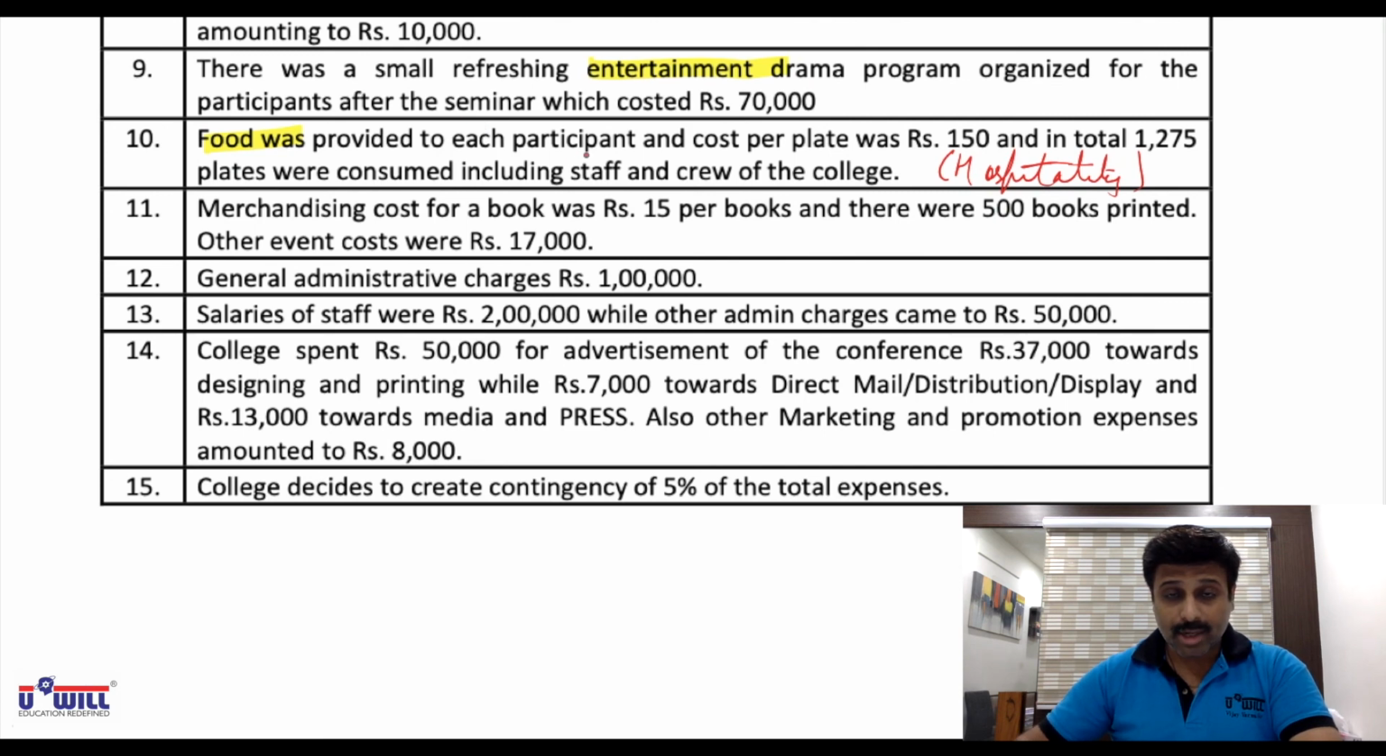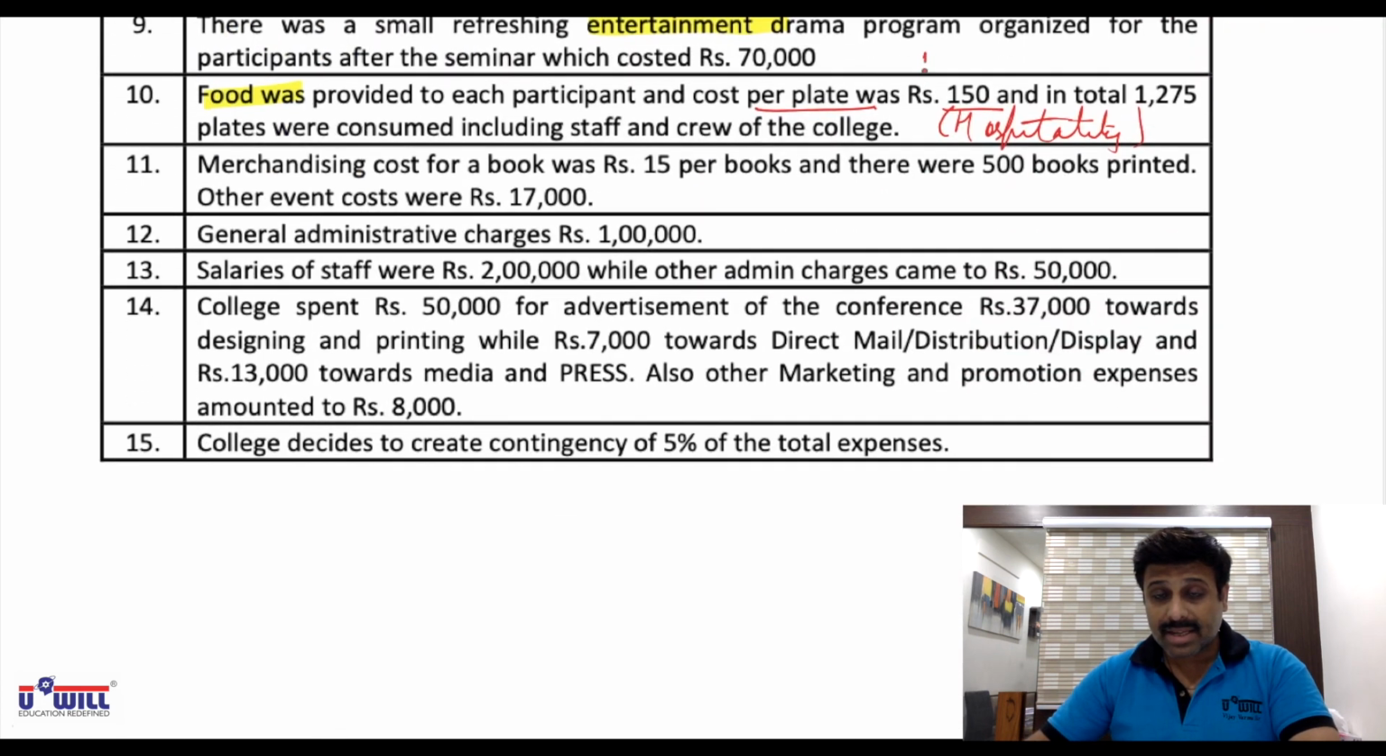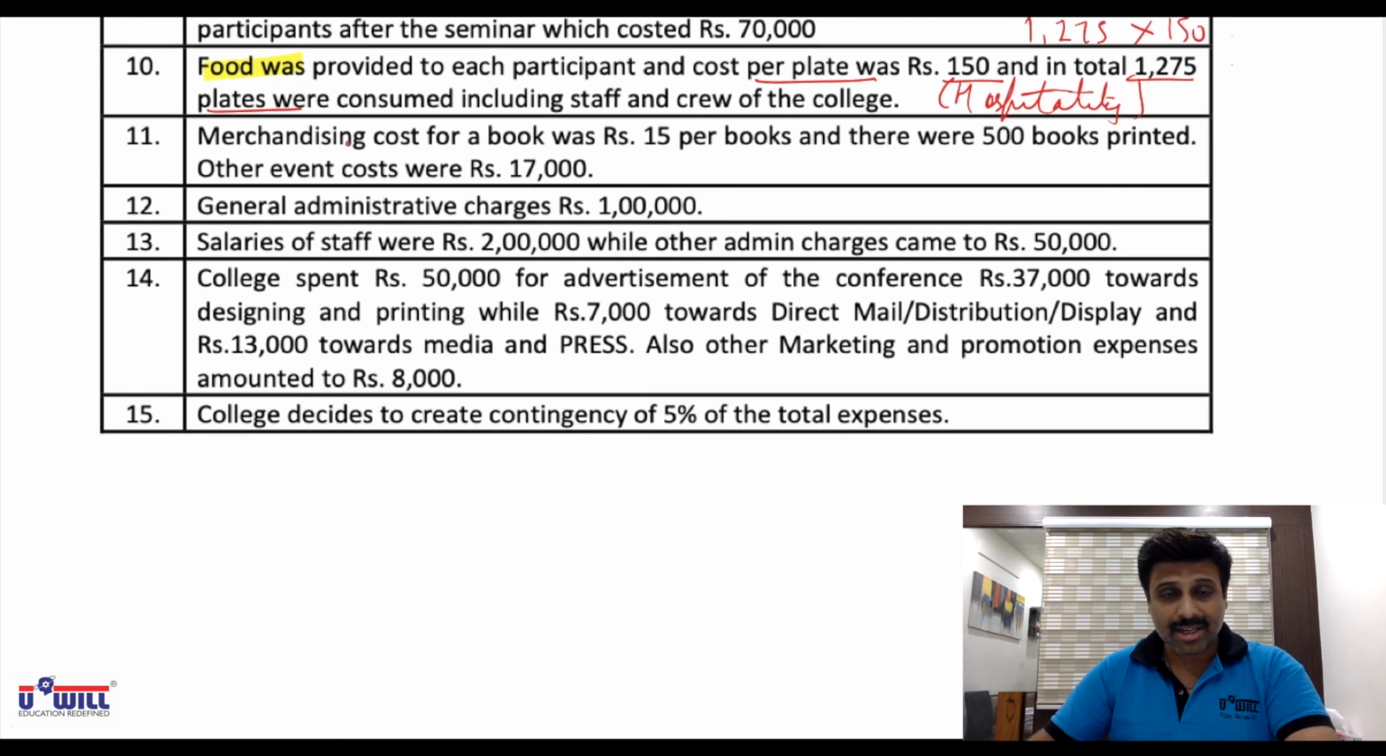Food was provided to each participant and cost per plate was 150. So there are 1,000 participants. Sorry, not 1,000 into 150. It is given 1275 plates were consumed. Means some people would have eaten 2 times also. 1,000 participants are there. So 1275 into 150. That would be hospitality cost.